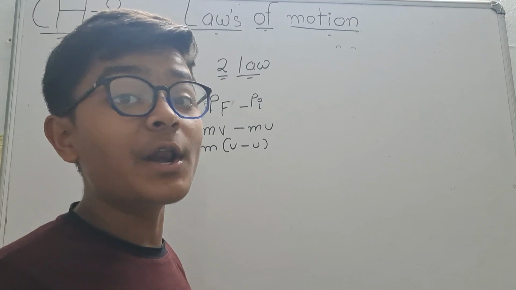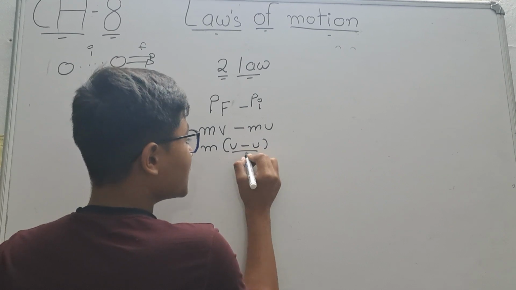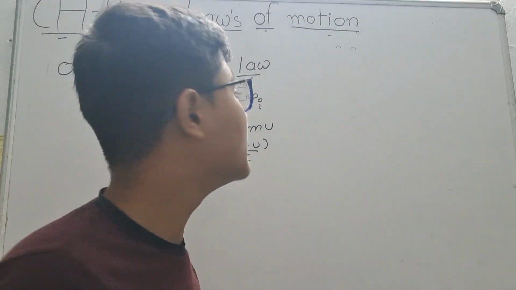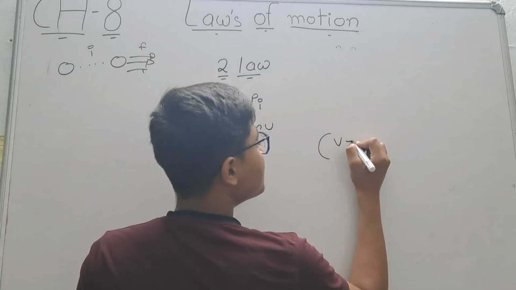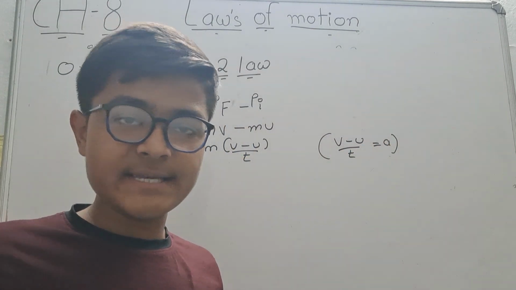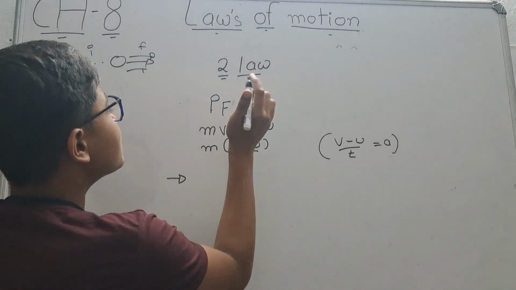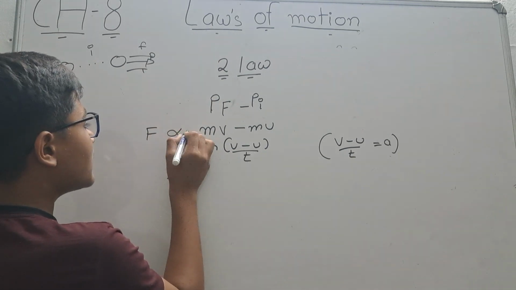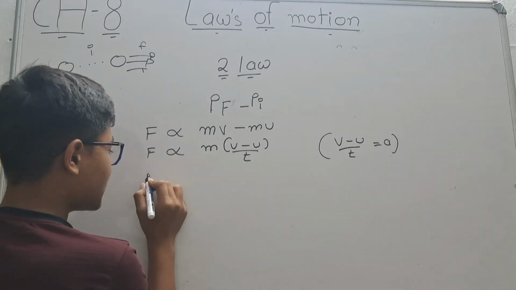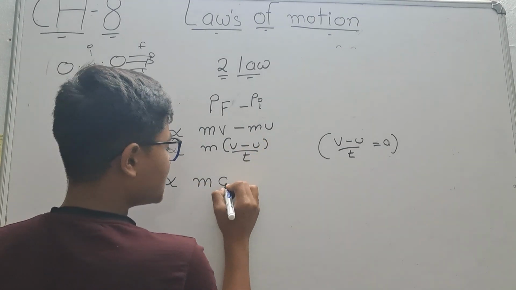and there is the word rate of change of momentum. What is meant by rate of? If there is the word rate of, you have to just divide by time. So v minus u upon t is equal to acceleration. V minus u upon t is acceleration. So we can write, these are directly proportional. So F is proportional to m a.